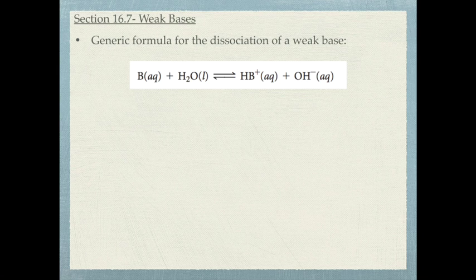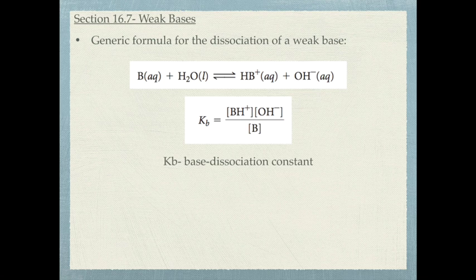Now, again, just like with weak acids, we can write the equilibrium expression. In this case, it's going to be your HB plus, so your conjugate acid, times the concentration of hydroxide, all over the concentration of your base. Remember again that water, since it's a pure substance, we don't include it in your equilibrium expression. And again, your Kb is now your base dissociation constant rather than your acid dissociation constant.